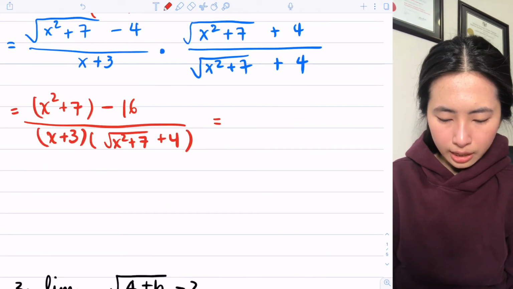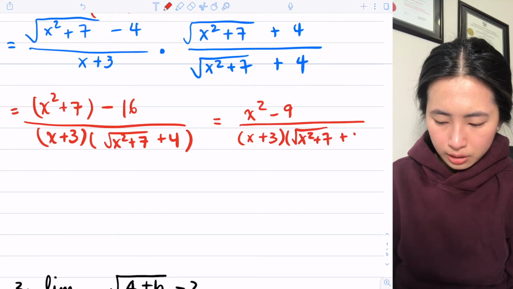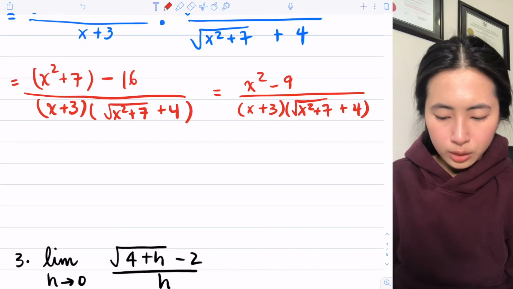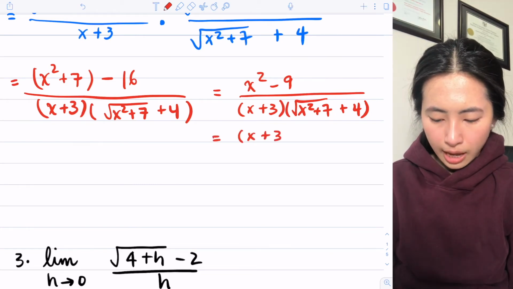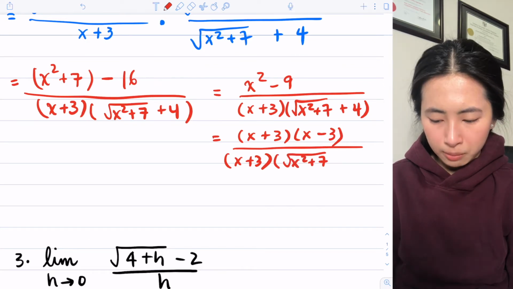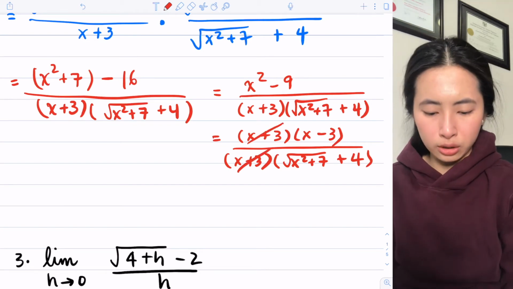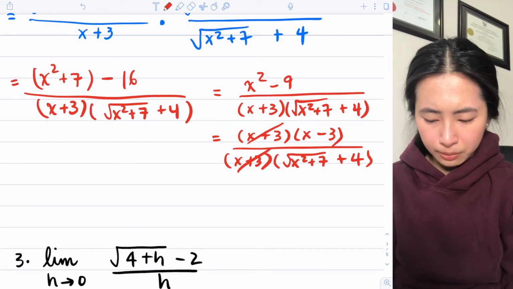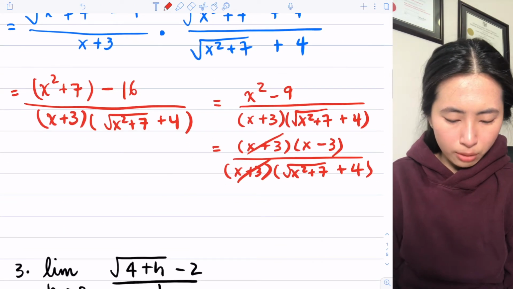Simplifying our numerator, we get x squared minus 9 over x plus 3 times square root of x squared plus 7 plus 4. And as you look at your numerator, x squared minus 9, we can apply the formula for difference of squares, which is x plus 3 times x minus 3. And this is over x plus 3 times square root of x squared plus 7. So we're keeping our denominator the same, and we're ultimately able to cancel out x plus 3 in both our numerator and our denominator. And pretty much our job here in terms of simplifying is done, because we're able to evaluate the limit when x approaches negative 3 using the modified expression that we have.